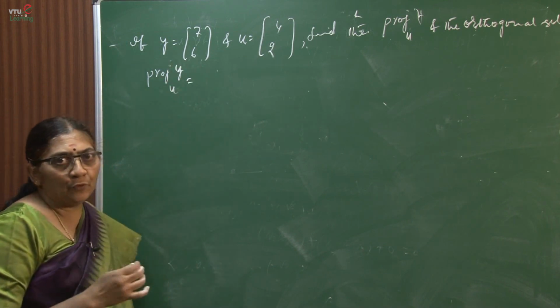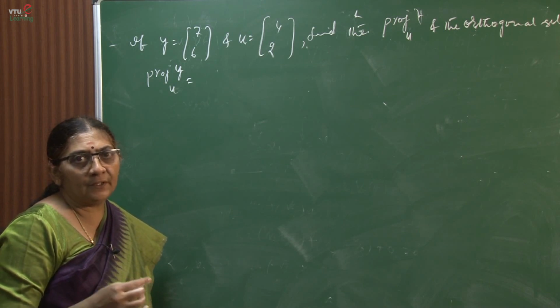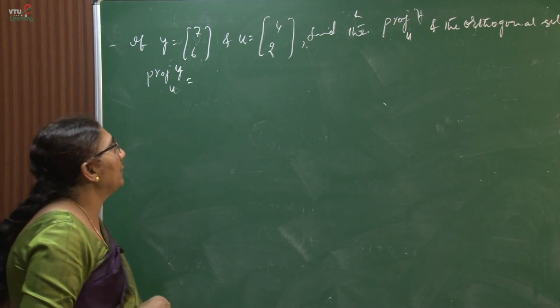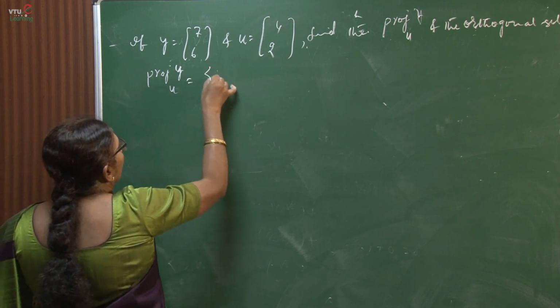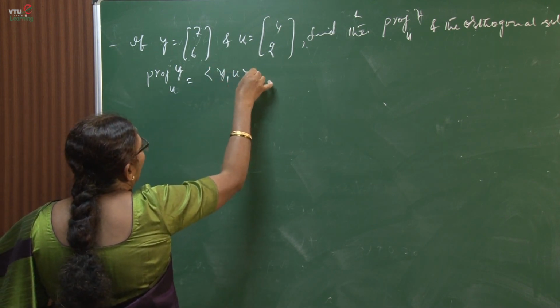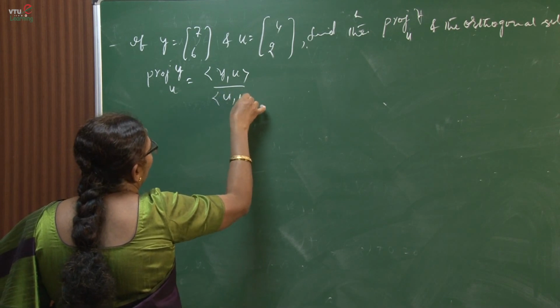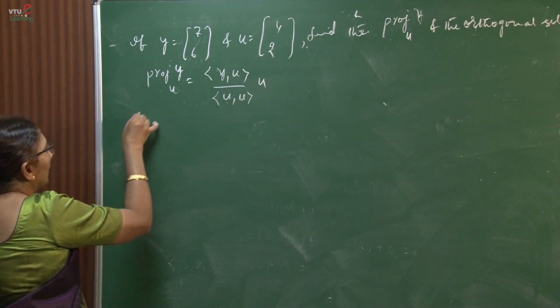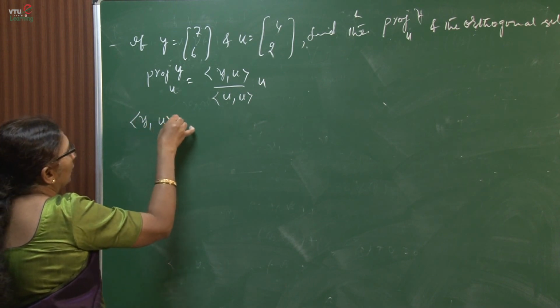Why have I given so much importance to this? Because it is very, very important further on in QR factorization, the Gram-Schmidt process, and module 4. The formula is the inner product of y comma u divided by the inner product of u comma u, into u. First, you calculate the inner product of y comma u.